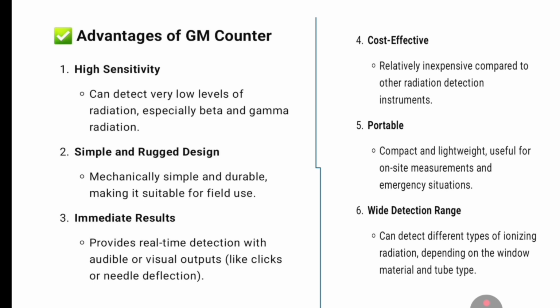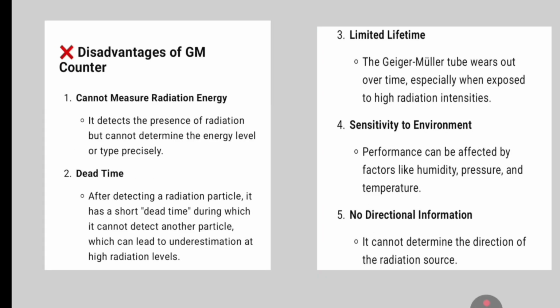Now, advantages of a GM counter. It is highly sensitive and detects low levels of radiation. Simple and rugged design: mechanically simple and durable, which makes it suitable for the field. Immediate results provide real-time detection with audible or visual outputs like clicks and needle deflection. Cost effective, relatively inexpensive. Portable, compact and light in weight. Wide detection range: it can detect different types of ionizing radiation.